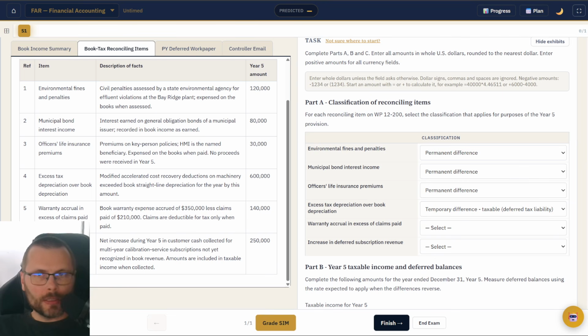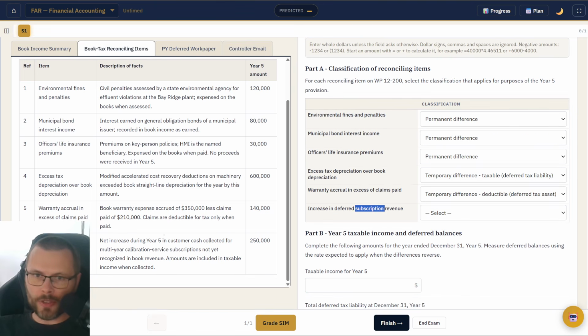Thus, you've got a deductible for future years. So the IRS is going to owe you for that. That means it's an asset that you have. Increased deferred subscription revenue: net increase during the year in customers' cash collected for multi-year subscriptions. So for book, you've got a deferred revenue. The IRS does not care about that, doesn't care about you earning revenue in the future. It cares about when the cash was collected.